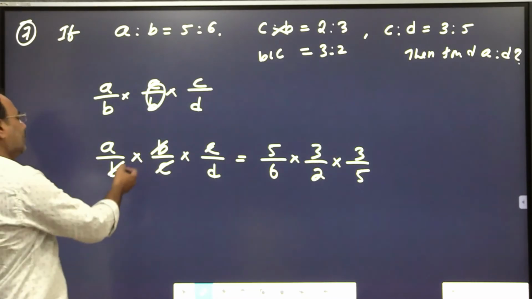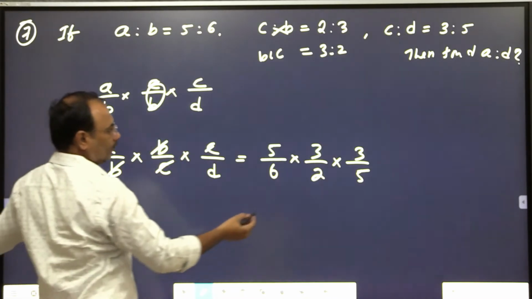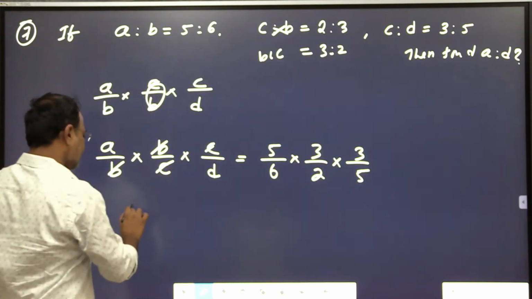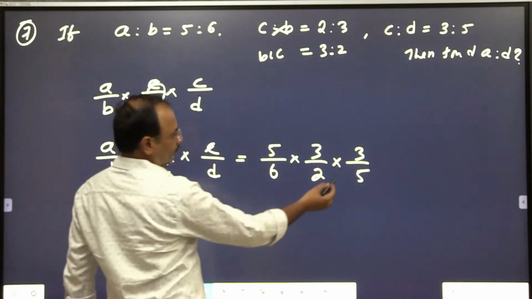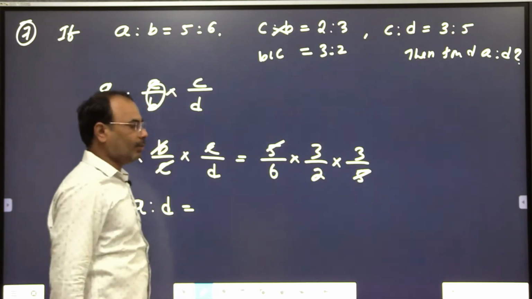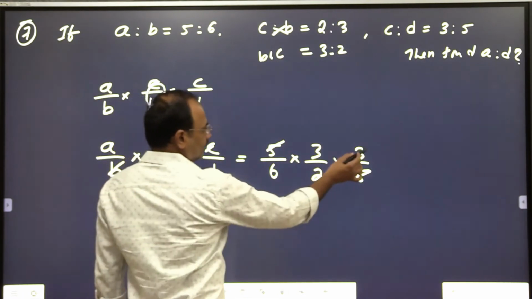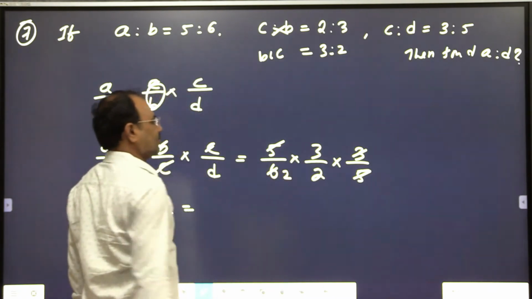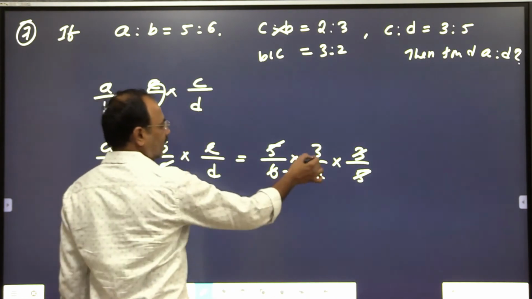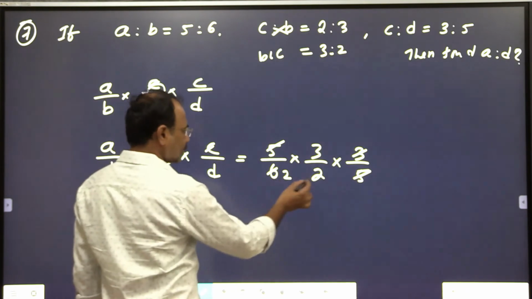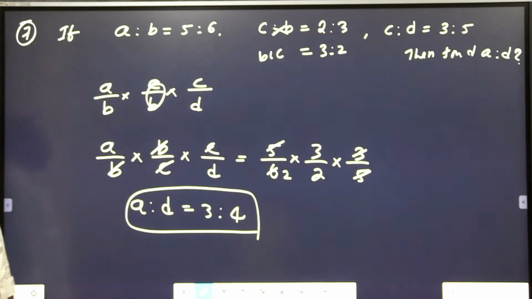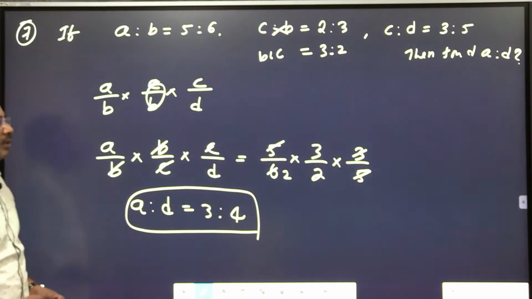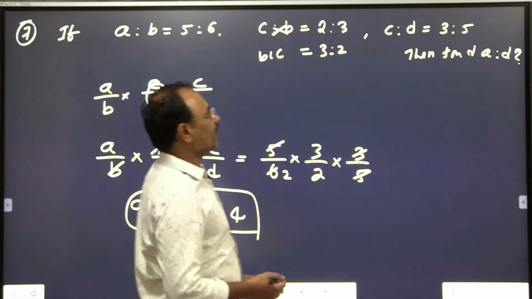So finally the remaining terms are A and D, then A is to D. And now here 5 and 5, numerator and denominator cancel. Next 3 ones and 3 twos, the remaining term is 3, and the denominator is 2 into 2, which is 4. So finally A is to D is equal to 3 is to 4.